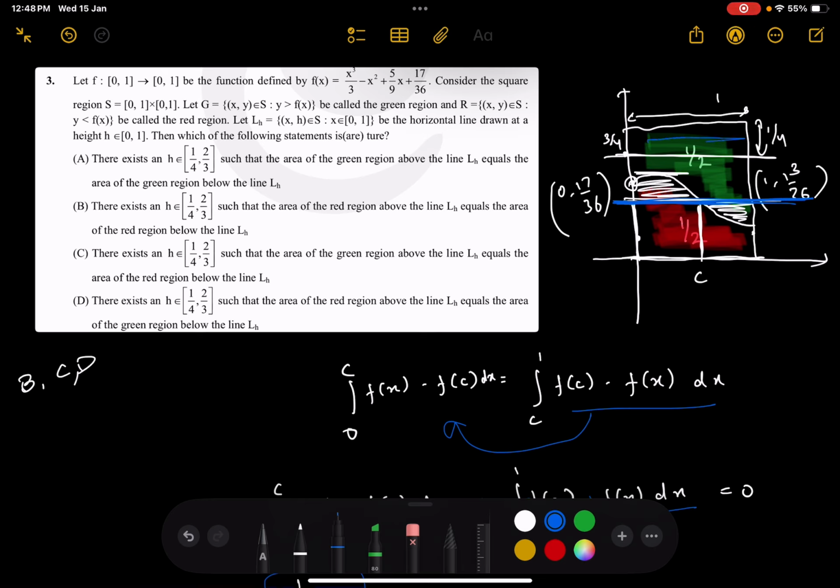Area of green region above this is equal to area of red region below this, and as this plus this equals this region, or rather let's say this region plus this region equals this region plus this region. So if the area of this region is equal to the area of this region, then automatically the area of this region will become equal to the area of this region. So if option C is correct, then option D is correct.